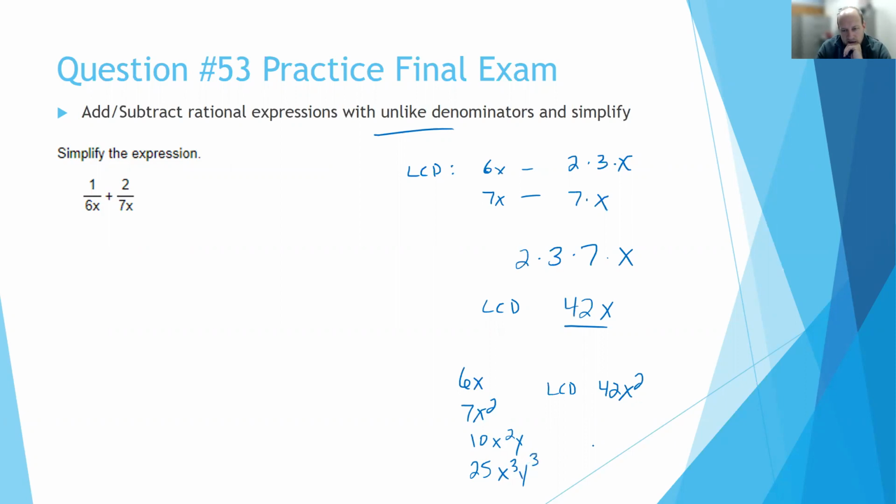y cubed, your LCD there would be 50, because 10 and 25 both go into 50. That's your least form. And then x cubed y cubed. Okay, so hopefully you kind of know how to find the LCDs there. Different than a greatest common factor, right? Greatest common factor of these two would be an x. Greatest common factor of these two would also be an x. Greatest common factor of these would be a 5x squared y.